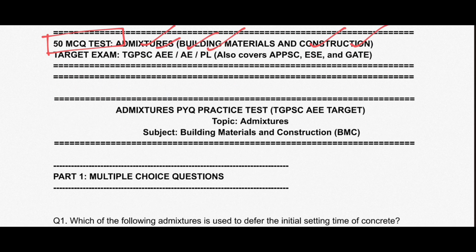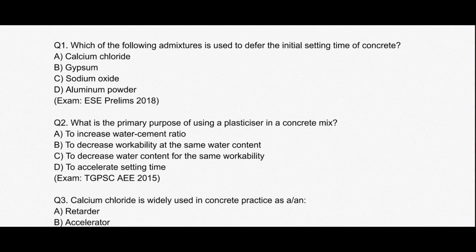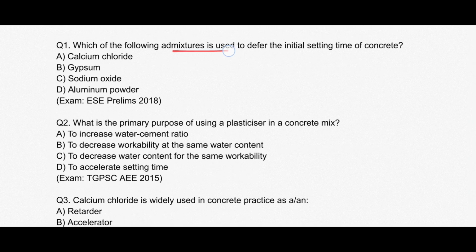Okay, here we go with the first question. Which of the following admixtures is used to defer the initial setting time of the concrete? Option A calcium chloride, option B gypsum, option C sodium oxide, option D is aluminium powder. So the answer is option B, that is gypsum.